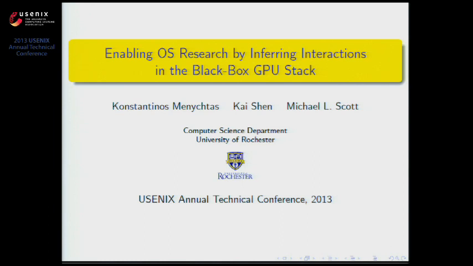My name is Kostas. I'll be talking about the work that we've been doing at the University of Rochester with my advisors, Shen and Michael Scott, on enabling operating systems research by inferring interactions in the black box GPU stack.